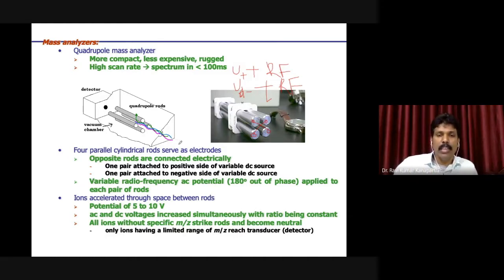you can see here there is an animated diagram. This is the source, and from the source several fragmented ions are coming, depicted with different colors. For a unique combination, one particular fragmented ion will just pass through without colliding with the cylindrical poles, whereas the other ones collide with them and don't reach the detector. Okay, that is the principle.